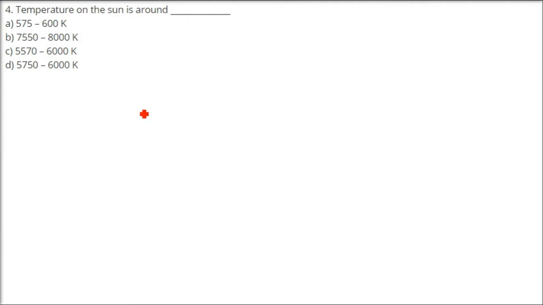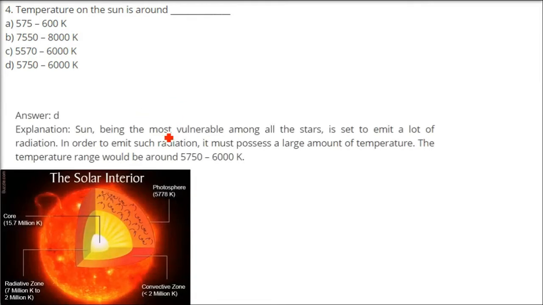Temperature of the sun is around... What is the temperature of the sun? We have seen about this just now. The sun is the most valuable among all the stars because it gives us life and emits a lot of different radiation, as we saw, 43% in the visible range. In order to emit such radiation, it must possess a very high temperature.